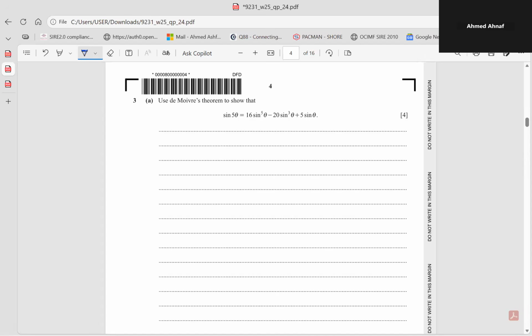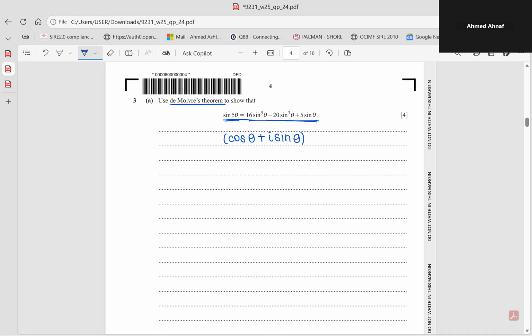And okay, so for the first part of this question, we're told to use De Moivre's theorem to show that this expression is true. Okay, so this is a very common question. So we are told to show that sine n theta is equal to this sum of the powers of sine. Okay, so to show that, we're going to start with this expression, cosine theta plus i sine theta, basically the trig form of a complex number.